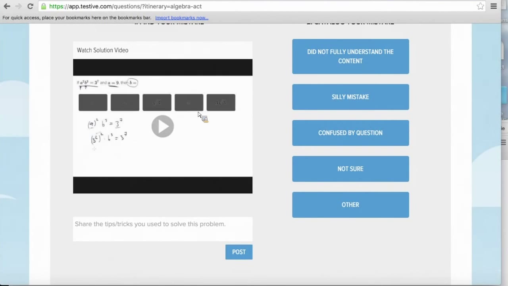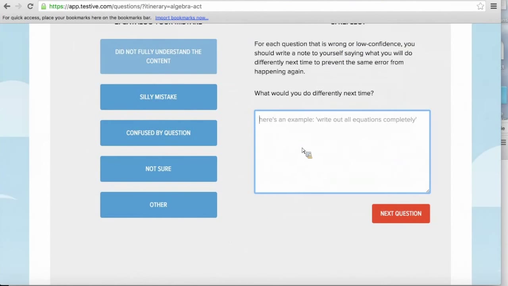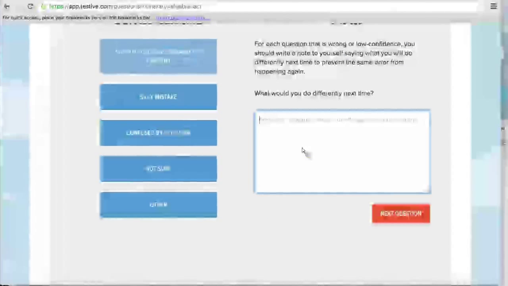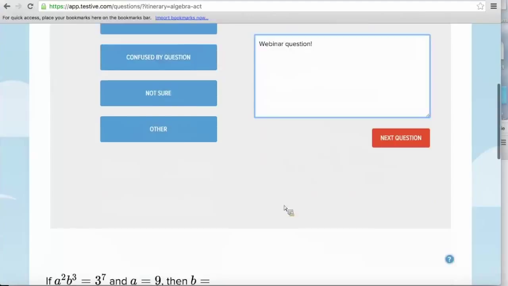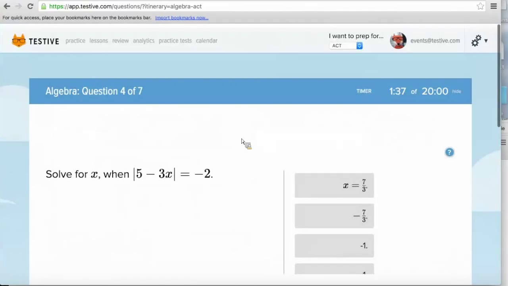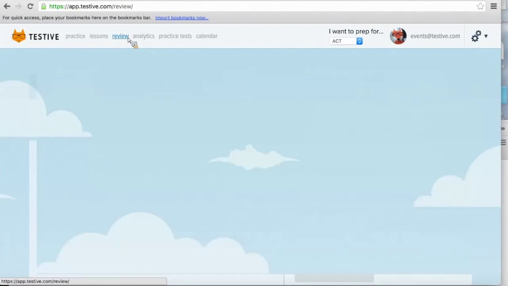Once we look at that, we can go here and write a review note about what we would do differently. So any review note here you're going to see. So for the sake of this exercise, I'm just going to write that this was a webinar question. But if a student were really doing this, we'd want to write a really good review note, just detailing exactly what happened in the problem.